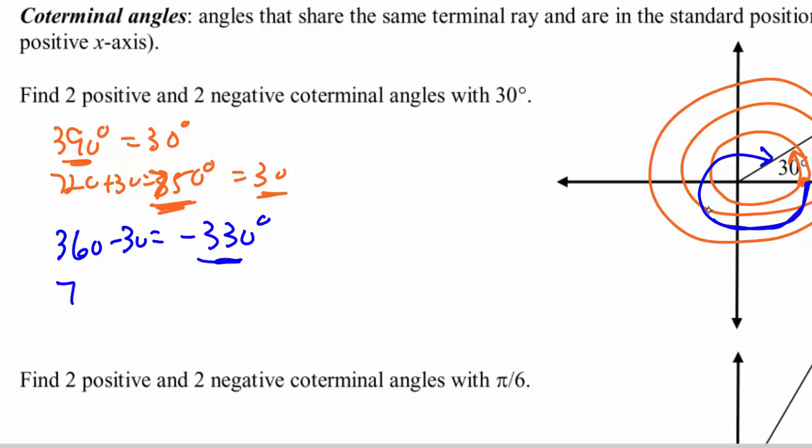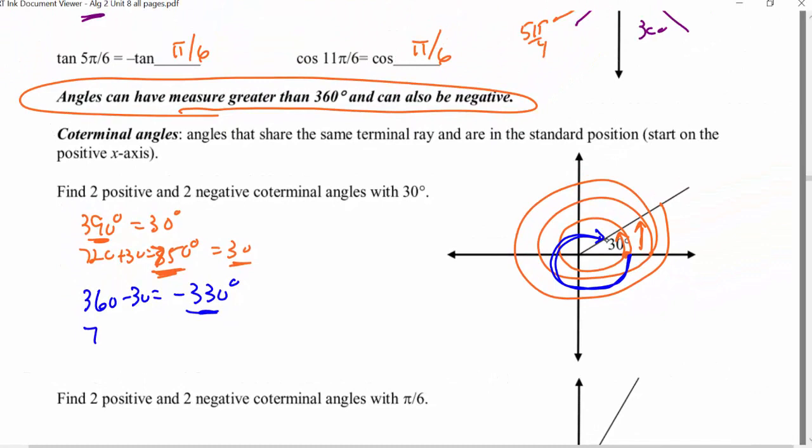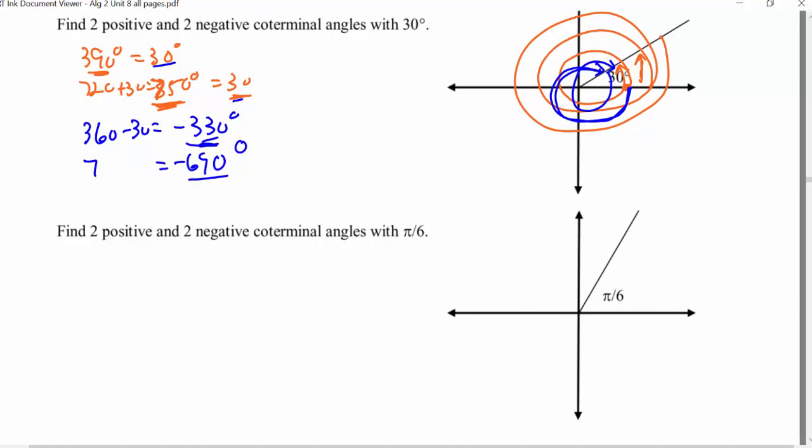Once I do that, that's negative 330, then I can keep going around again and add another 360 to that. So that would be negative 690. It's 30 degrees short of 720. So those are coterminal angles. The trick is you just add 360 and subtract 360.